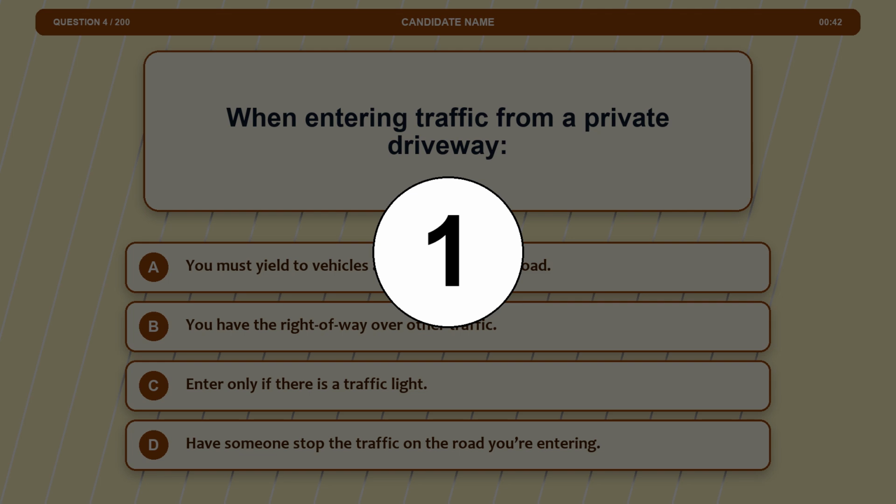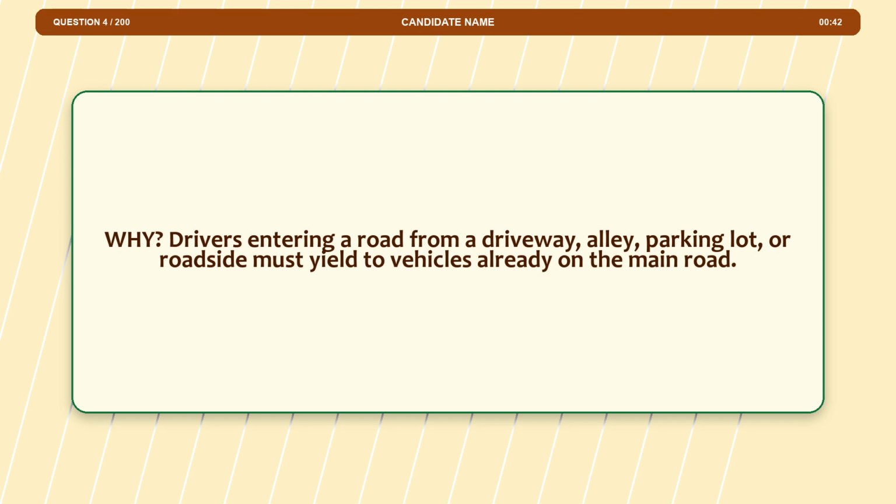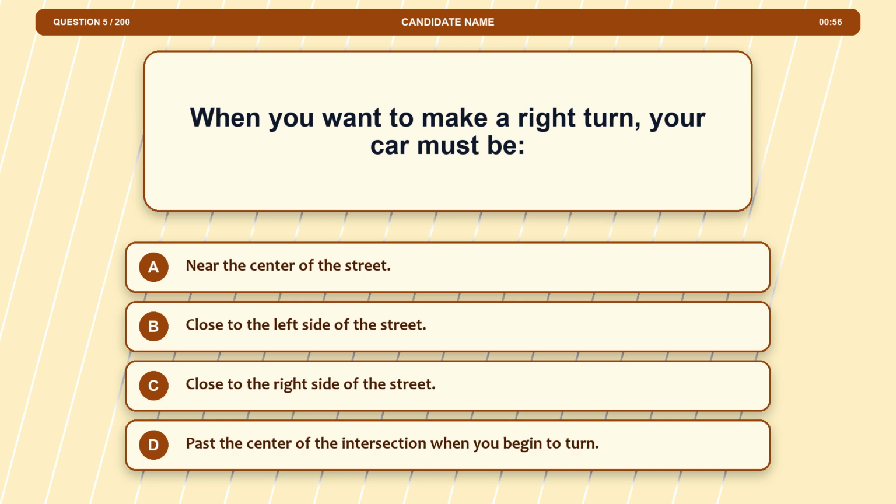The correct answer is option A. You must yield to vehicles already on the main road. Explanation. Drivers entering a road from a driveway, alley, parking lot, or roadside must yield to vehicles already on the main road.